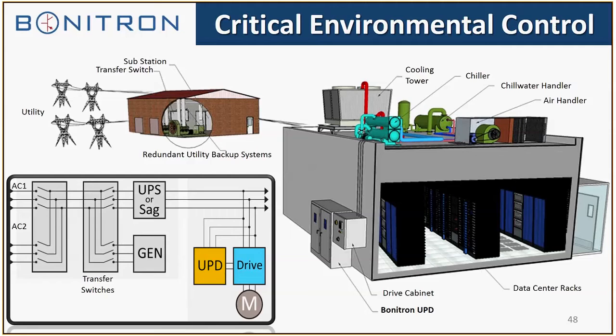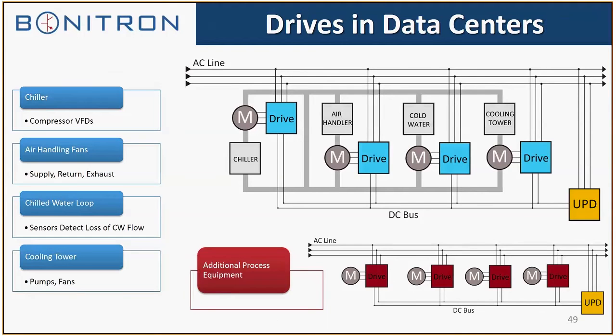Okay, we're getting ready to wrap this up here. Critical environmental control. Once again, this shows the layout of what usually you're going to find in a plant. But now we're talking about data centers. What we're doing is we're backing up the drives, the air handlers, the chill water, cooling tower drives, anything and everything is tied on the common bus. And we'll put one UPD system on a full data center HVAC system.